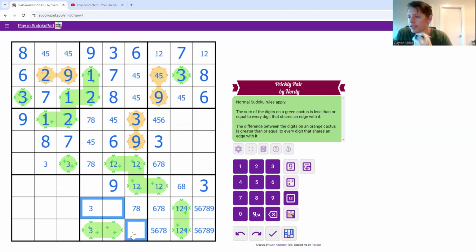Let's think about this one. There's at least 3 digits that have to be greater than the sum of these. And what do we even need down here? 1, 2, 4, and 5. And then here we need 3, 4, 5, 6. Okay, so now that gives us a 7, 8 pair, which makes sense.